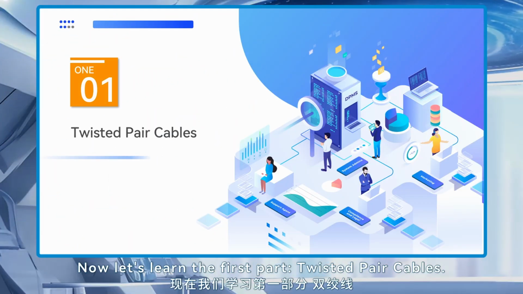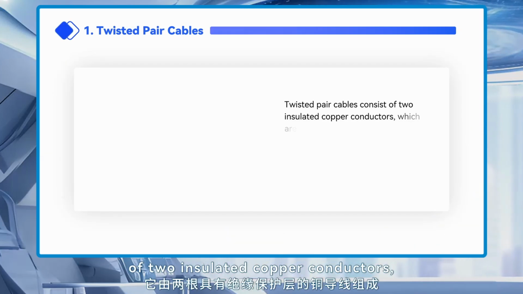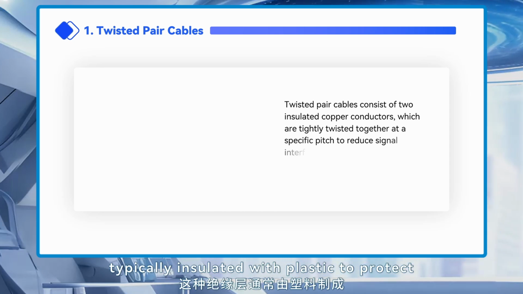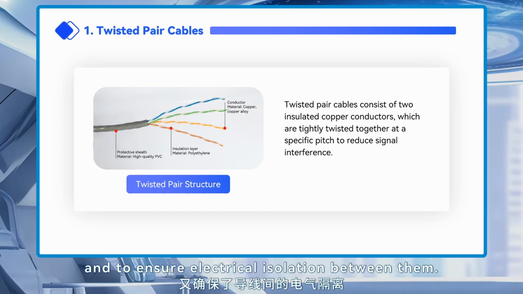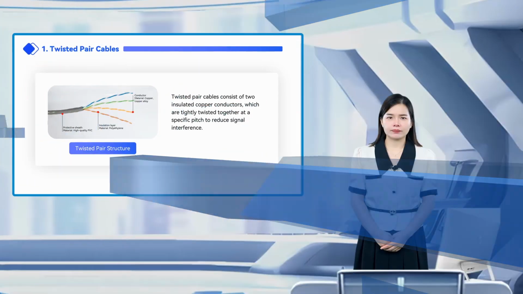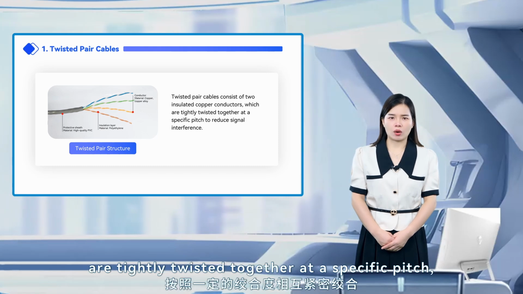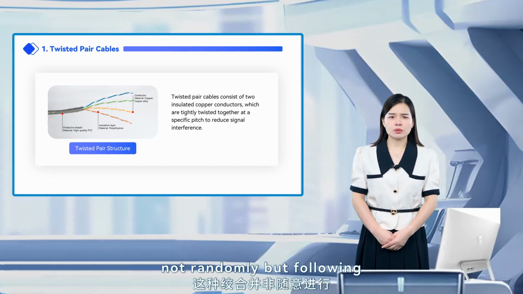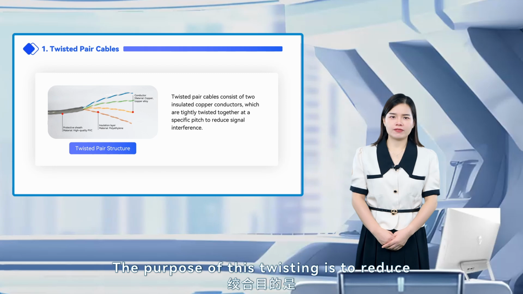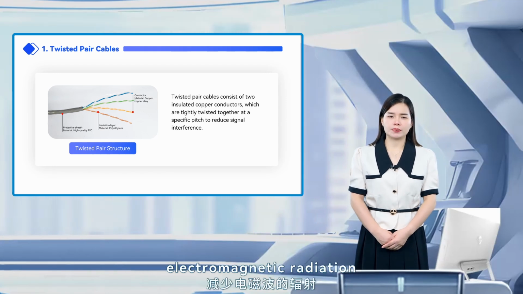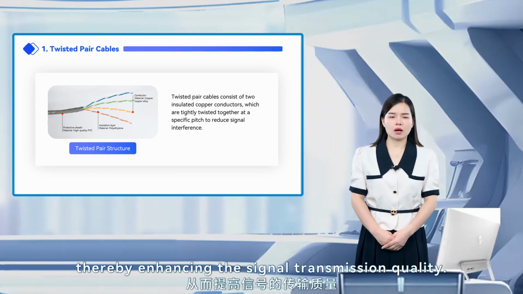Now let's learn the first part: twisted pair cables. Twisted pair cables consist of 2 insulated copper conductors, typically insulated with plastic to protect the wires from external environmental influences and to ensure electrical isolation between them. The characteristic feature of twisted pair cables is that these 2 insulated copper wires are tightly twisted together at a specific pitch, not randomly but following particular twisting technical specifications. The purpose of this twisting is to reduce electromagnetic radiation and external electromagnetic interference, thereby enhancing the signal transmission quality.